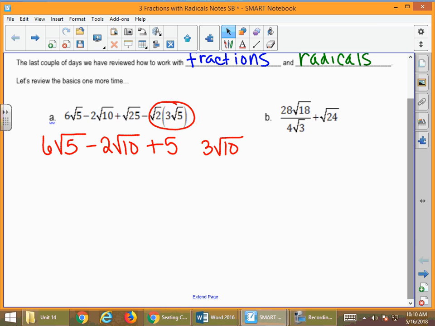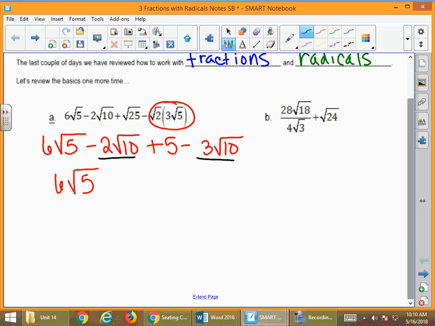and it's going to be minus. It's like -1 times 3, and then the square root of 2 times the square root of 5. So once we have that simplified, we can add these like terms together. We don't have anything alike with 6 radical 5. We do have 2 square root of 10 and 3 square root of 10, and in fact they're both negative. We get minus 5 square root of 10, and then we have plus 5.